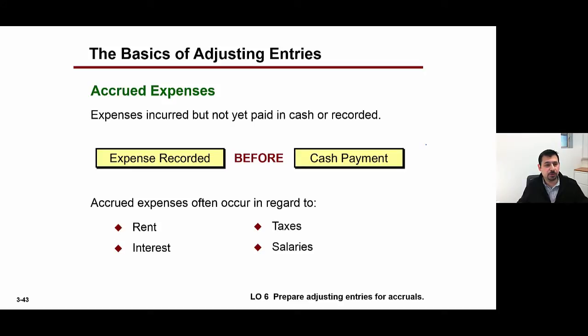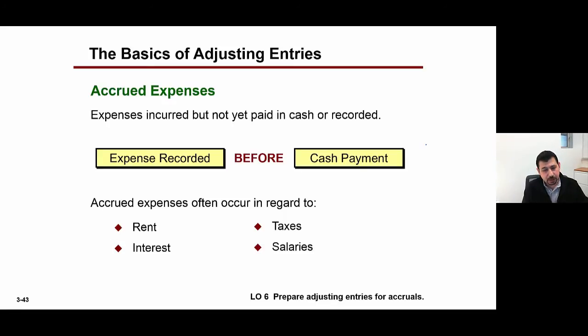Now, with accrued expenses, this is again the other side of the story. This is where we have incurred expenses, but because we are not going to pay them in cash now, we will record them. So like we said, with accrued revenues, we are talking about receivables, whereas with accrued expenses, we are talking about payables. In this case, let's talk about the interest now. From the company's perspective, the company took a loan from the bank and they need to pay it next year. But their interest starts accumulating from the first day.